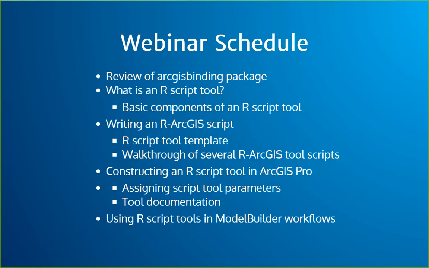So we'll do a quick review of the ArcGIS Binding package. Then we'll cover what is an R-script tool and some of the basic components of an R-script tool. One of the most important components of that is the R script associated with that tool. So we'll go through writing an R-ArcGIS script. I'll show you a simple tool template that we can use, and then walk through several different examples of R-ArcGIS tool scripts. After that, we'll construct the R-script tool within ArcGIS, and specifically within ArcGIS Pro.